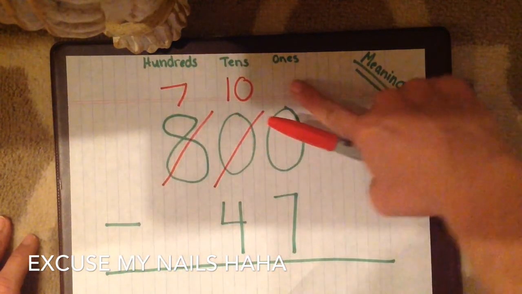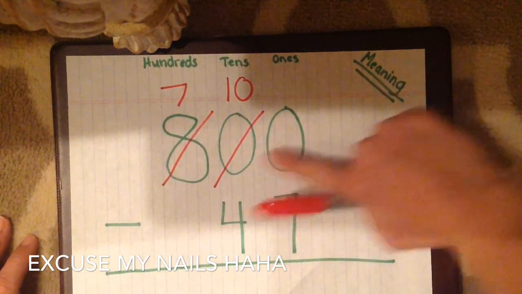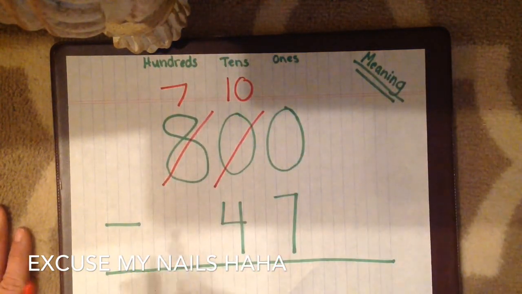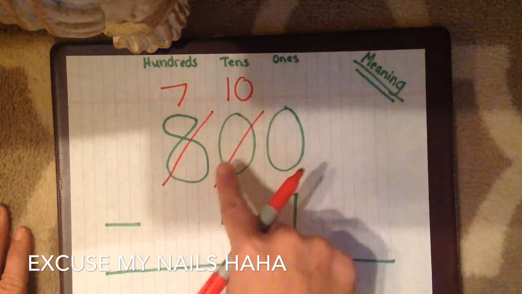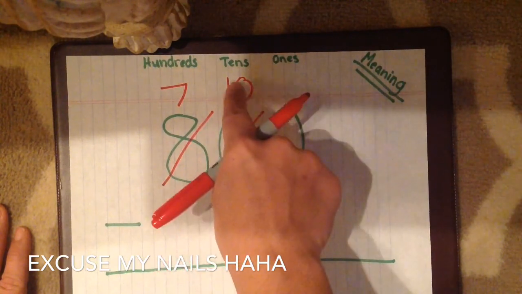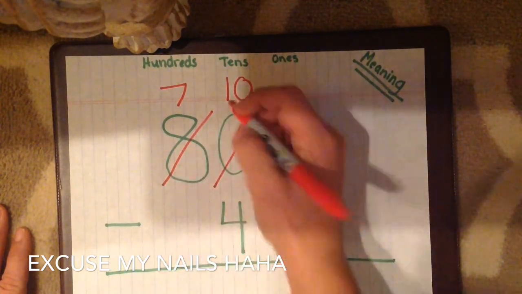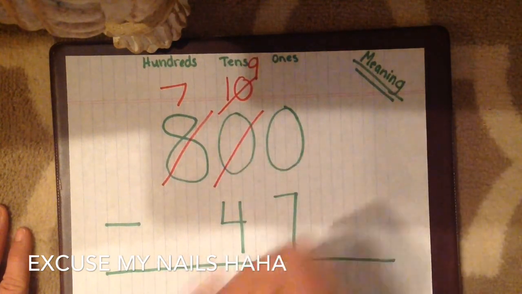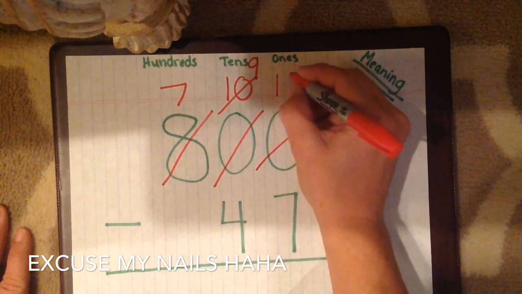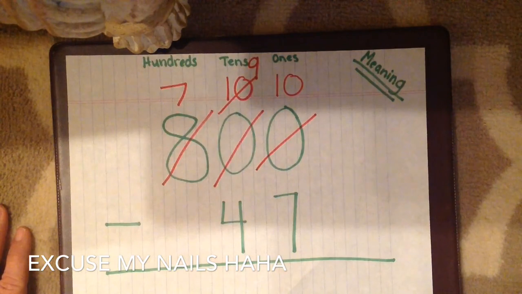Then we go back to the ones place and I say, did we help out our initial problem? And they would say no. So then I say, now you're ready to go back next door and borrow a 10. So then they go borrow a 10, and that 10 becomes a 9, and the ones become 10 ones. And then they're ready to subtract.